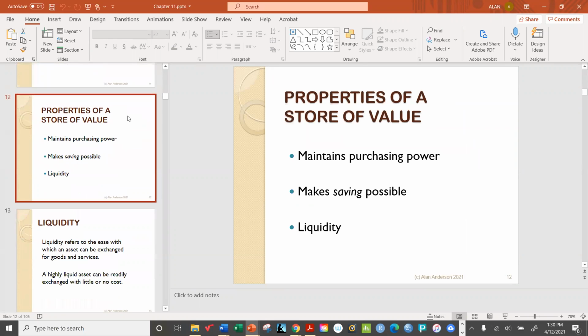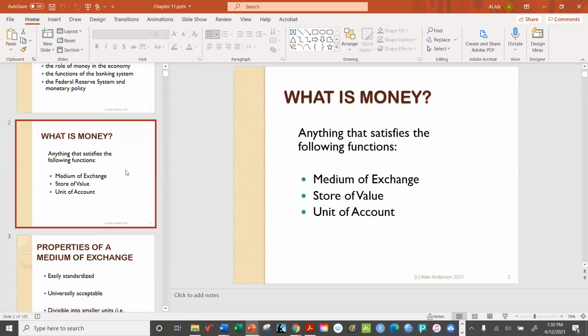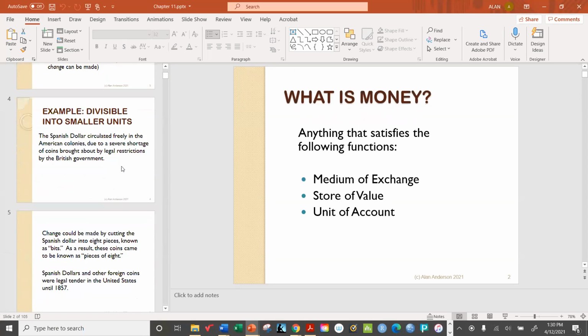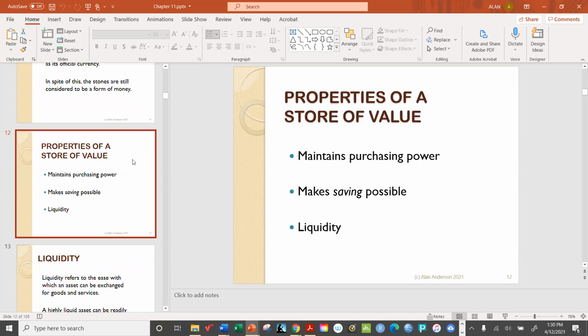All right, now how about a store of value? Remember, there's three things that money must do: medium of exchange, store of value, and unit of account. So what about the store of value? What is that all about? Well, the point of it is that it maintains purchasing power. Like I mentioned earlier with the tobacco leaves, that was not a terribly exciting or useful form of money because it would have spoiled over time.